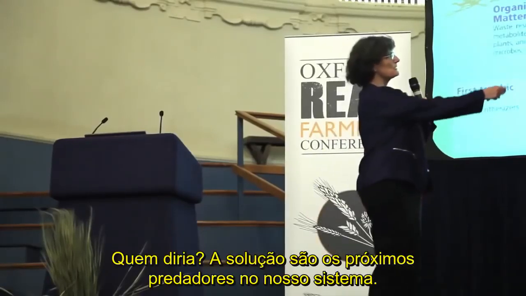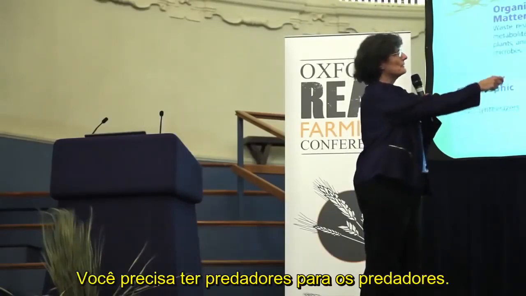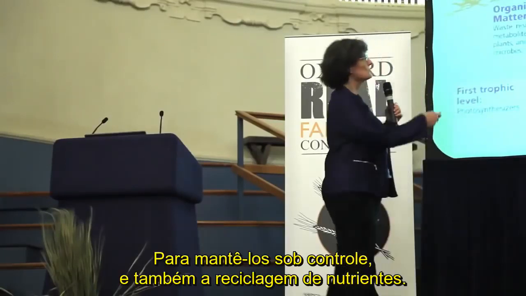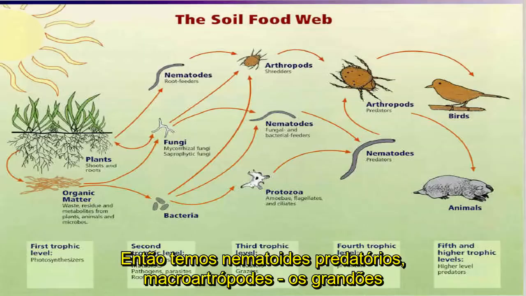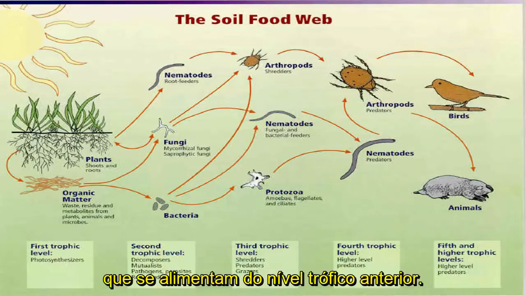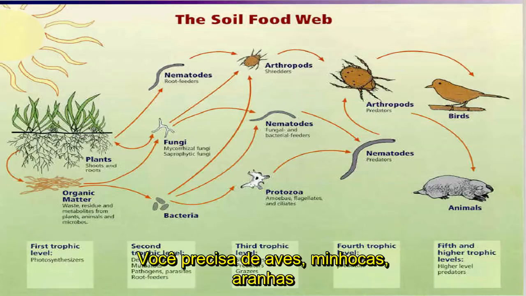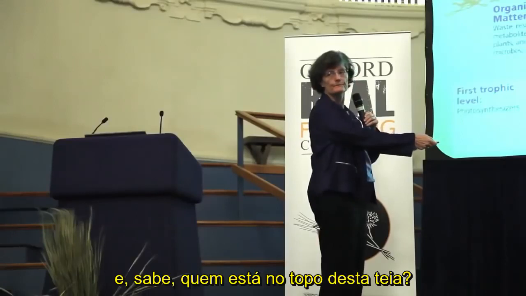Well, yeah, it's the next set of predators in the system. How do you keep these guys in balance? You got to have somebody else that eats them and keeps them in the proper balance so the nutrient cycling can go. So we've got to have predatory nematodes. We have to have macroarthropods, the bigger guys that eat this trophic level. Well, and then how do you keep these guys in balance? Then you got to have birds, you've got to have earthworms, you've got to have spiders, you have to have voles and shrews and mice, and who is the top of this food web?